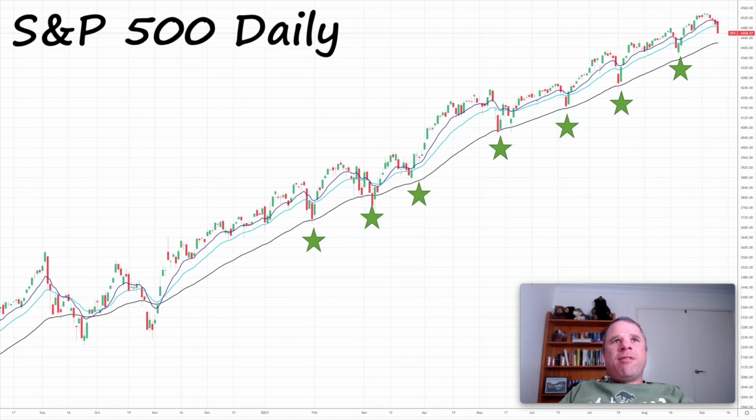As we move on to the S&P 500 daily, I'm not going to show you the Nasdaq, just the S&P 500. This is a definite buy the dip scenario. We've seen this happen around about 7 times in this year alone. So we had a buy the dip in late January, early February, another buy the dip in March, another one in April, another one in May, another one in June, another one in July, and another one in August.